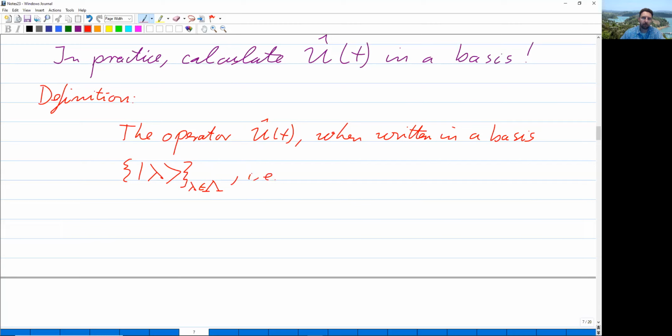So the operator u hat of t, when written in a basis, i.e., we take the operator, and then we look at its matrix elements in a basis. So we put here lambda, and here we put the basis vector lambda prime. Then it is called the Green's function.